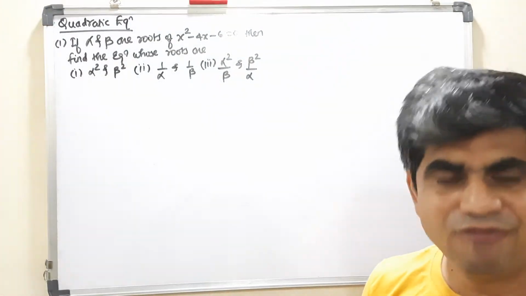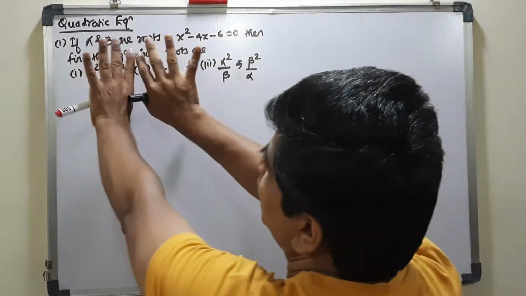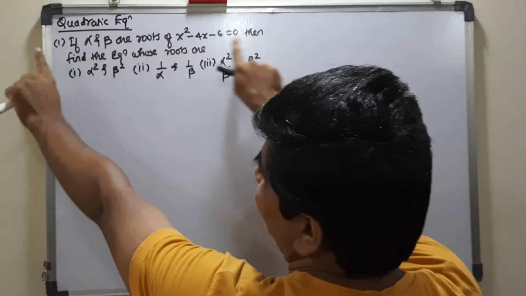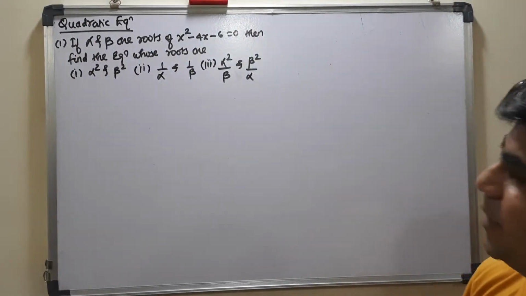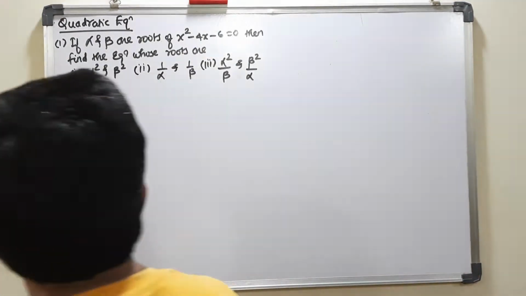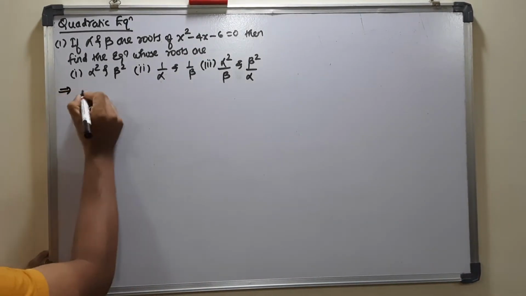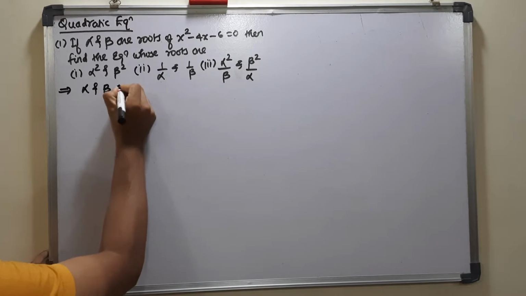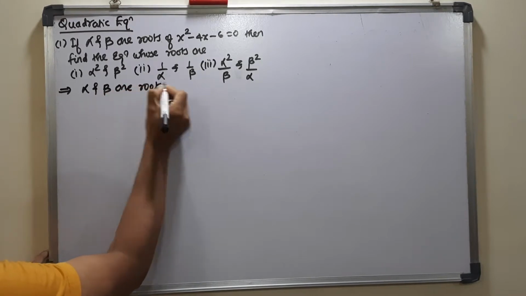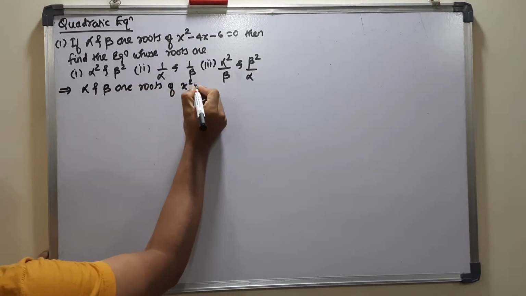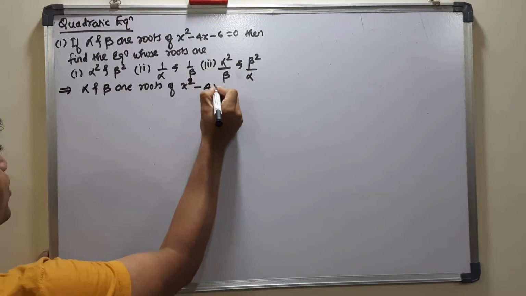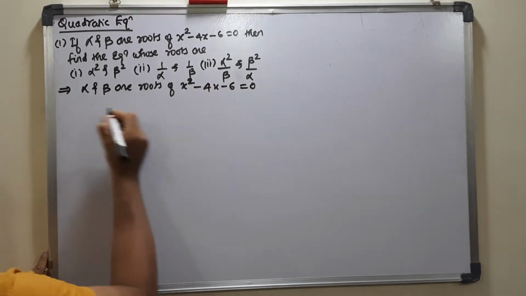If alpha and beta are the roots, do not read anything over here right now. Only read this line: alpha and beta are the roots of the quadratic equation x square minus 4x minus 6. So since alpha and beta are roots of whom? Roots of x square minus 4x minus 6 is equal to 0.